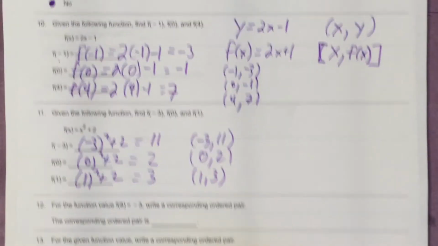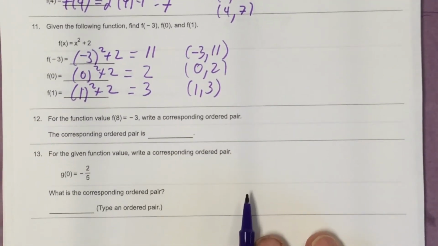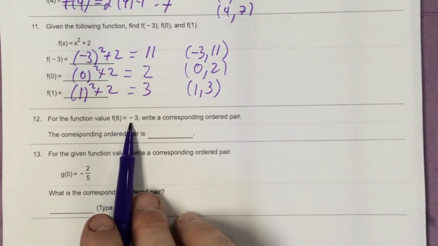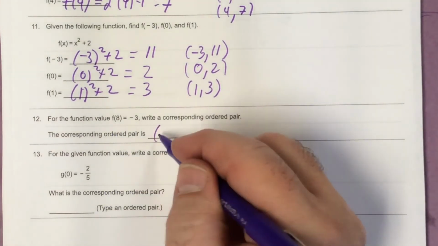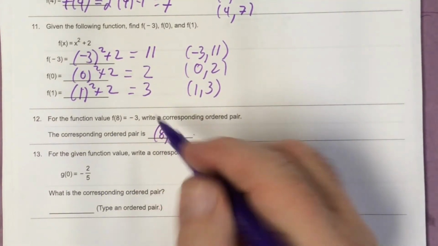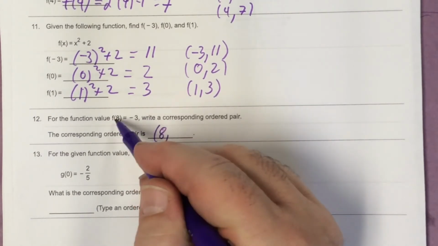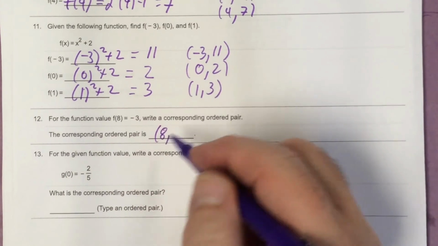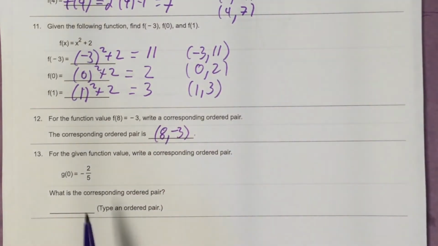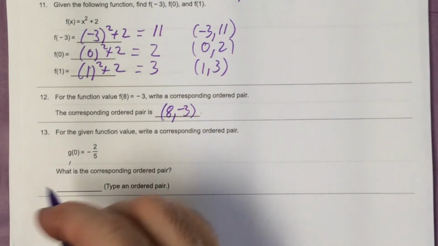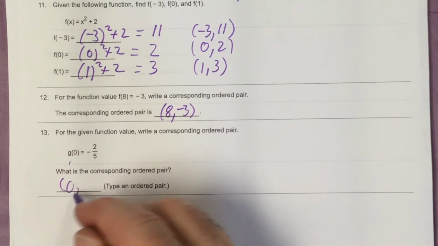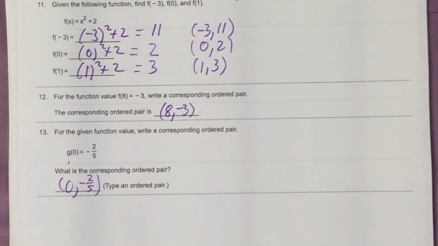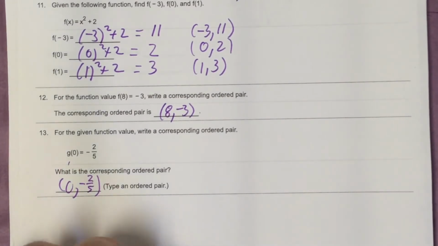So now looking at 12 and 13, we're asked to do the work. We already kind of started above. It says for the function value f of 8 is equal to -3, the corresponding ordered pair is just going to be the value of x and then the value of the function at 8, which is equal to -3. That's it. For g of 0 is equal to -2 over 5, that's going to be 0, -2 over 5. We're just asking you to kind of rewrite from the work that you're being shown there.